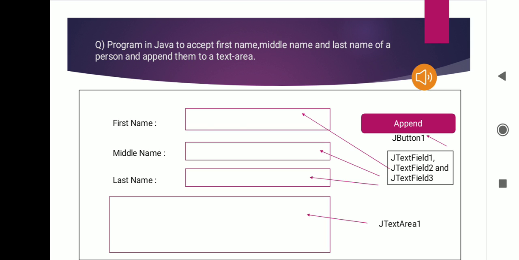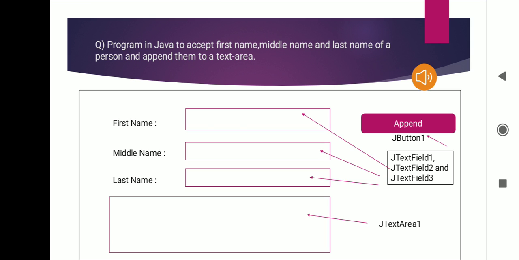Now just try to understand the workflow of this design. The first step will be to supply the inputs for first name, middle name and last name in the three different text fields as shown in this slide. Once the input has been supplied into the text fields, they will be fetched together into the text area control on the click of the append button.